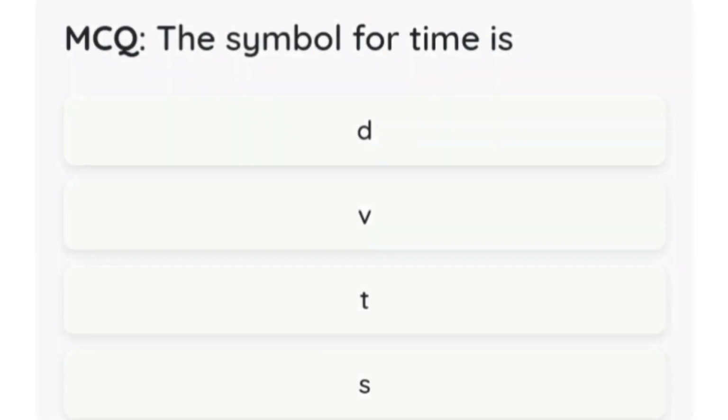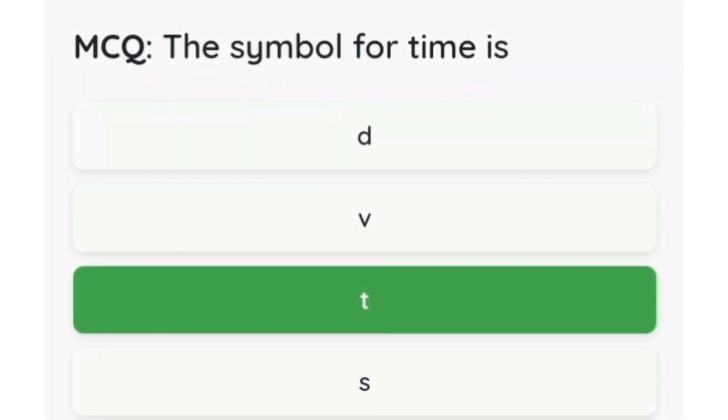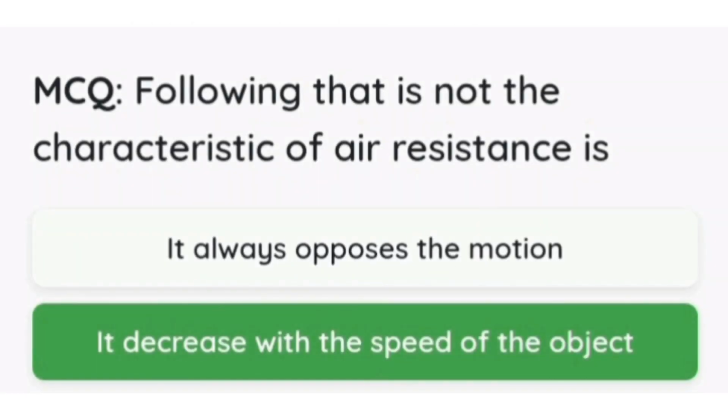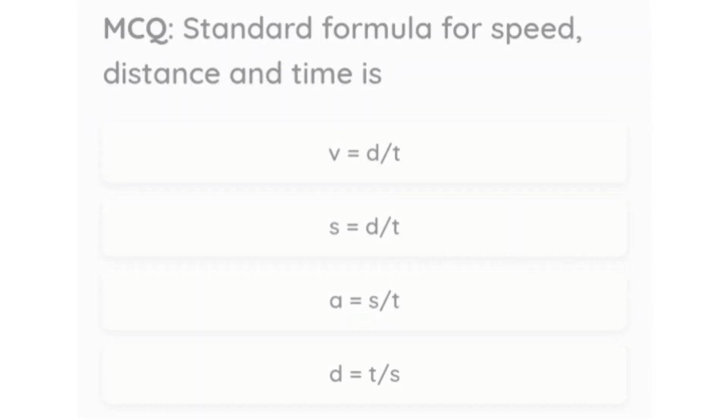So next we have the symbol for time. As we know, the symbol for time is small t, and for the time period it's capital T. So the right answer is small t. And the first one is for distance, the second one is for velocity, the third one is for time, and the last one is for seconds. So next is the characteristic of air resistance. The right answer is it increases with the speed of the object. Of course it does not decrease with the speed of the object, it increases.